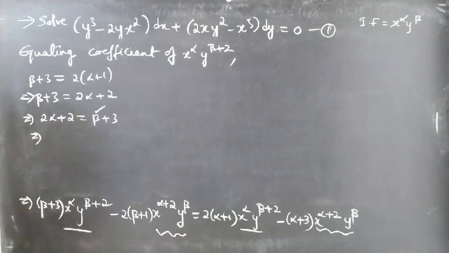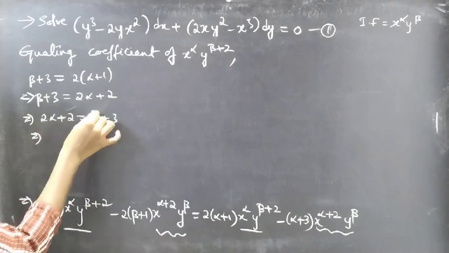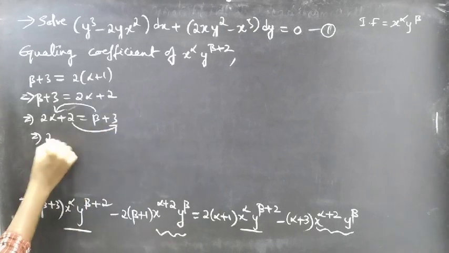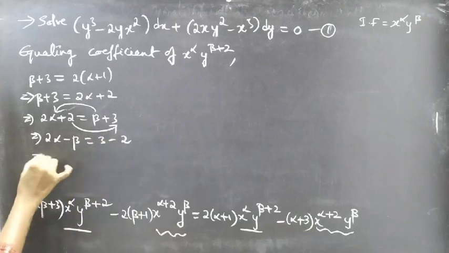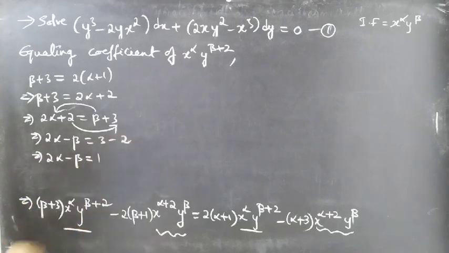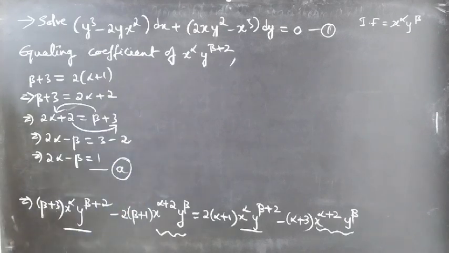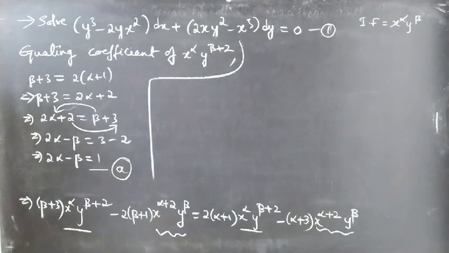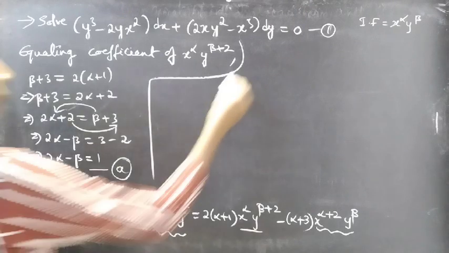Now bring this β to the LHS and take this 2 to the RHS. We'll get 2α−β equal to 3−2, which gives us 2α−β equal to 1. Consider it as equation number A for our convenience. Now equating the coefficients of x^(α+2) and y^β.